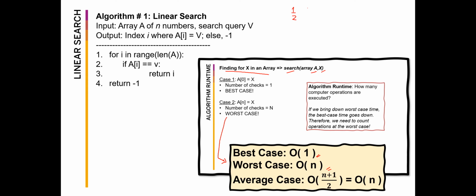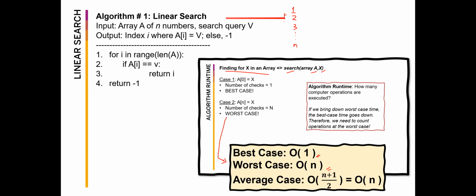Okay, going back. If the query element is at the third index, then we perform three checks. We check with the first element, the second element, and the third element. So now this goes on until the time where we have to check everything up to n.